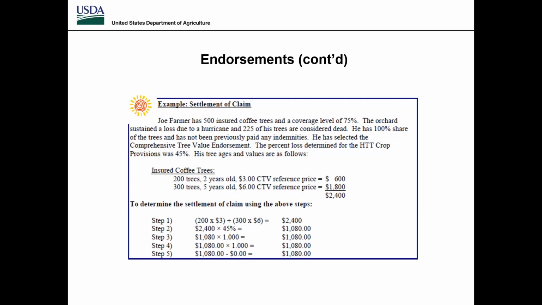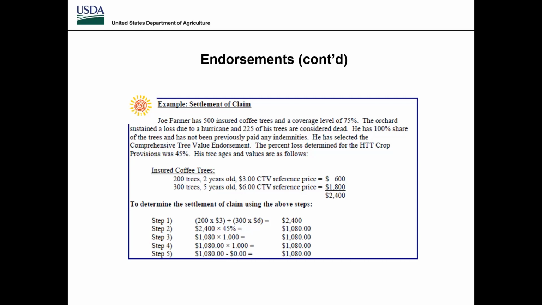In step 2, we would then take that amount and multiply it by the percent loss that was determined for the HTT base policy. In this case, it was a 45% loss. We multiply that, which comes out to $1,080. Steps 3 through 5 are the same as they are for the occurrence loss option.